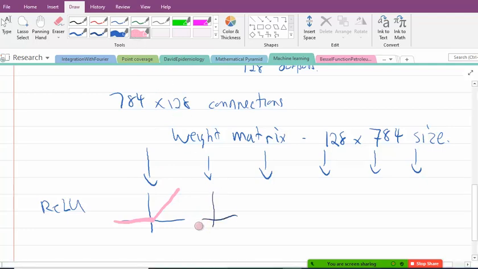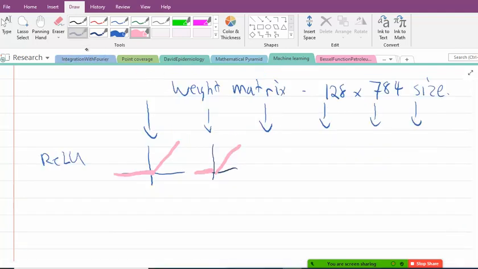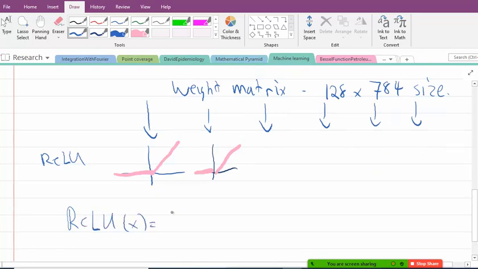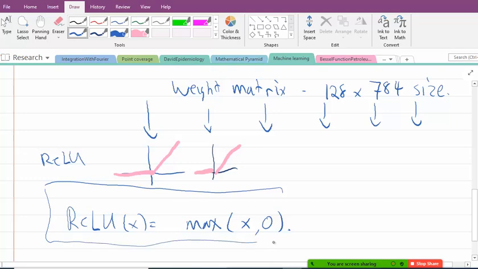What this does is, if the output is negative, which it can be since weights can be negative, then it's set to 0. And if the output is positive, then the value goes through unchanged. One way to express ReLU, which my students may recognize, is that ReLU of x is equal to the maximum of x and 0. That's the mathematical definition of ReLU. Each one of these outputs is subject to the ReLU function, so we have 128 copies of this function.